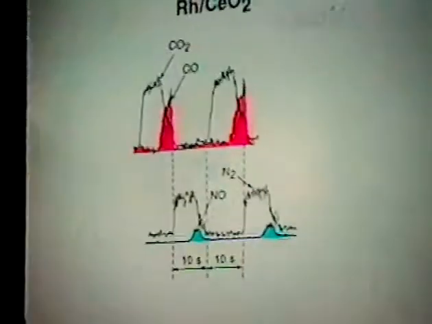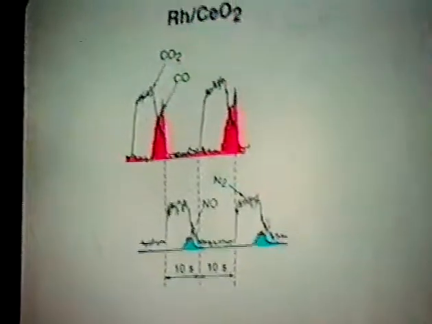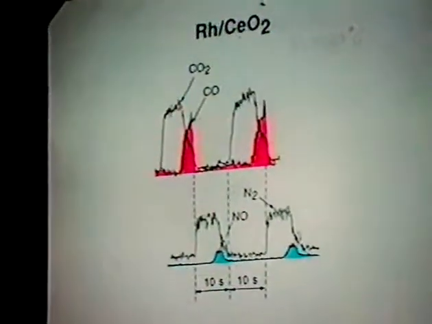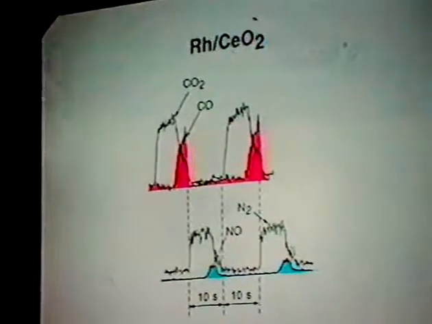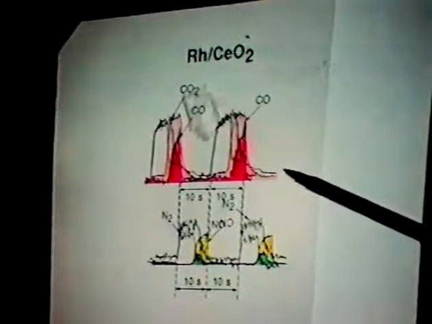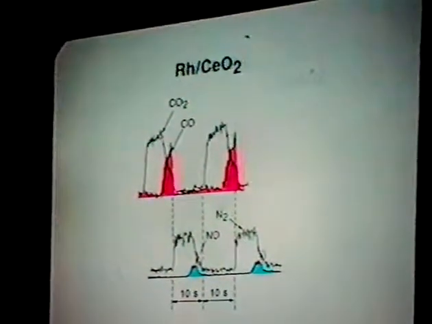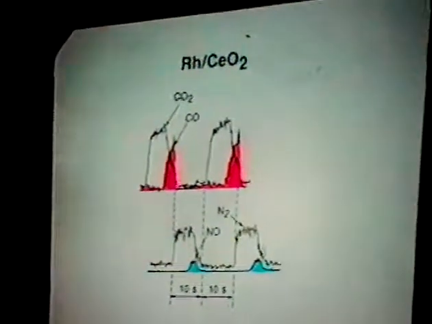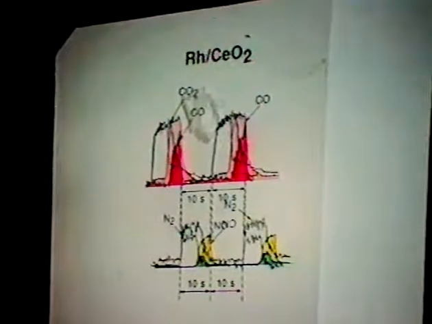And as I mentioned previously, we have examined the activity of the rhodium ceria catalyst at 500 degrees, and if we compare the rhodium alumina activity with the rhodium ceria activity, we notice significant improvement in the carbon monoxide and nitric oxide conversion efficiency by changing the support, as you will notice here.